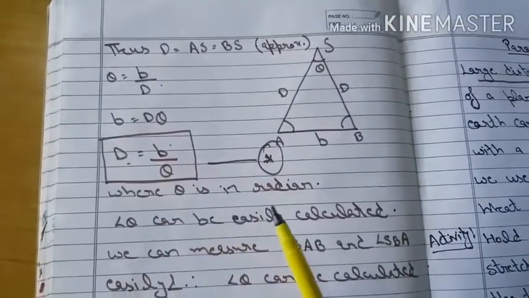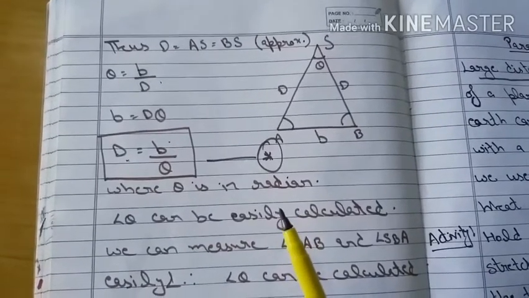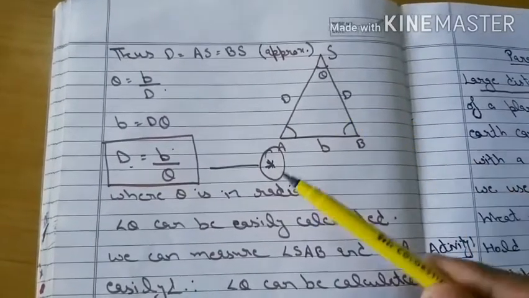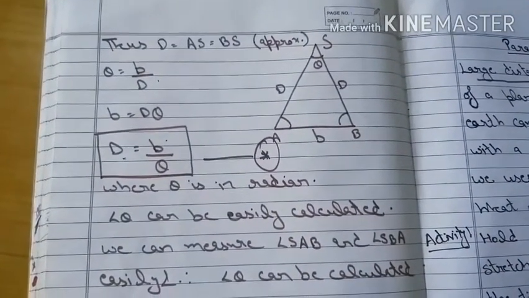So in that way, we will use the parallax method to approximate large distances, that is of a planet or star from Earth, which we normally cannot measure by any instrument.